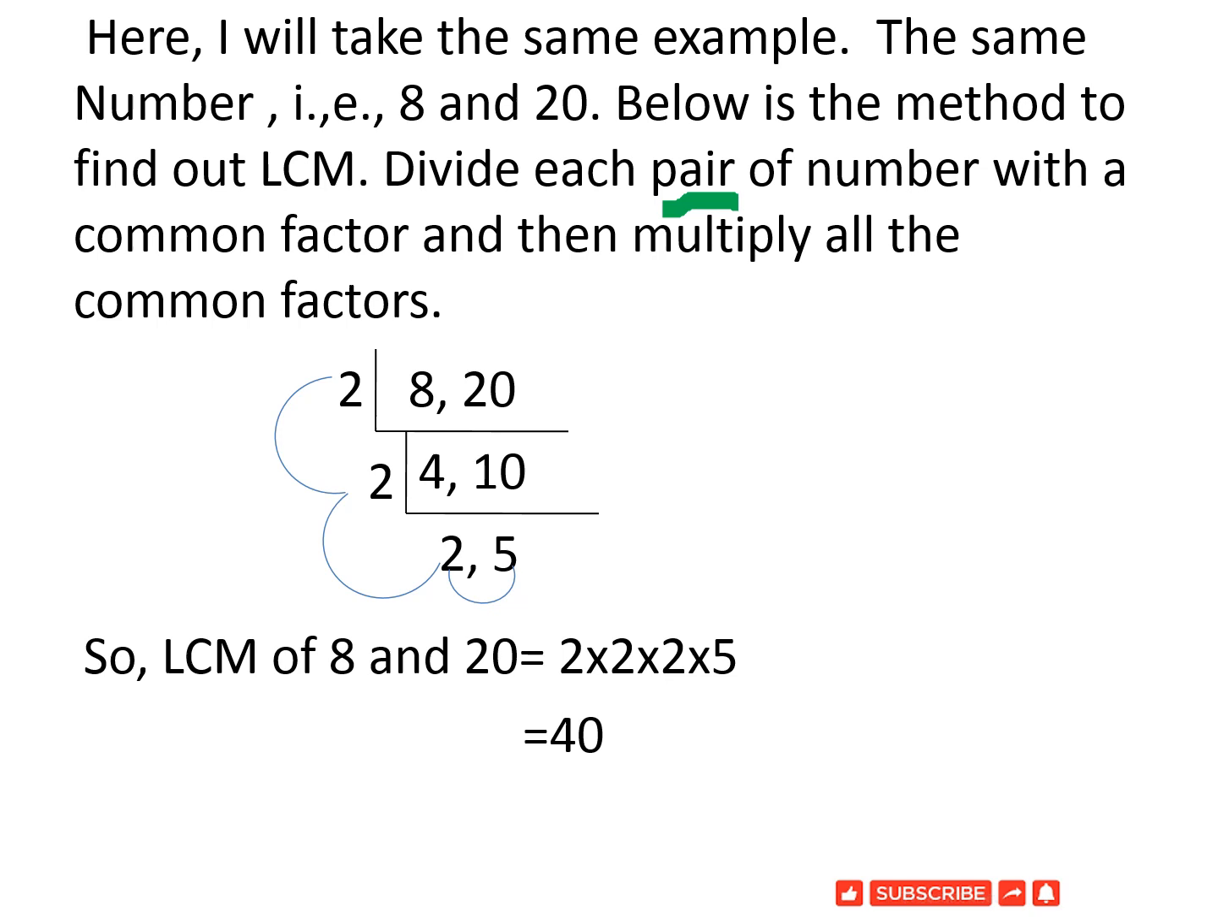Okay, here you can see, multiply all the common factors. So LCM of 8 and 20 is equal to 2 into 2 into 2 into 5, which equals 40. So your LCM is what? LCM is 40. Okay, you have understood? I think the second method will be easy for you, isn't it? Okay, then both methods are easy. So the method which feels better for you, kindly remember it.